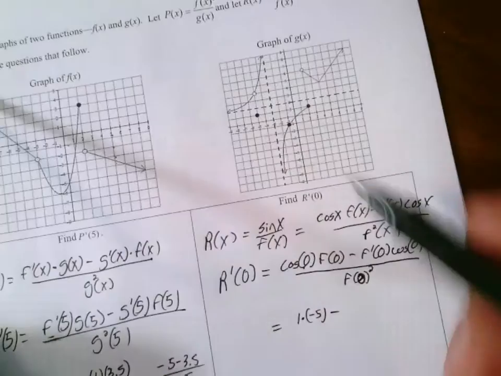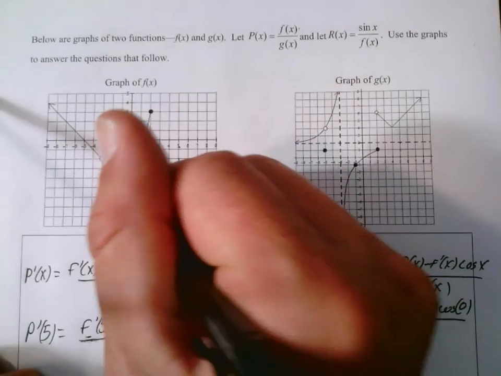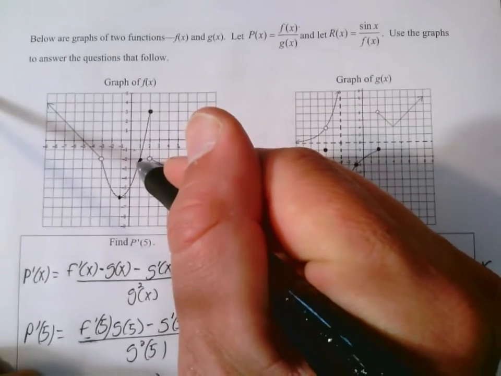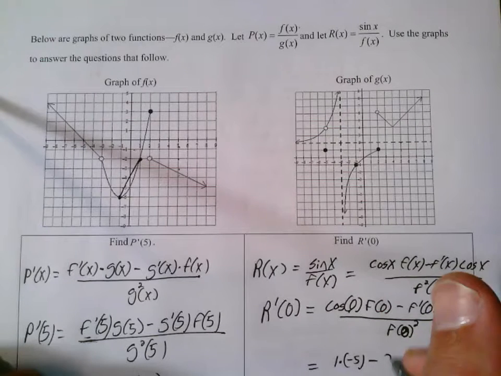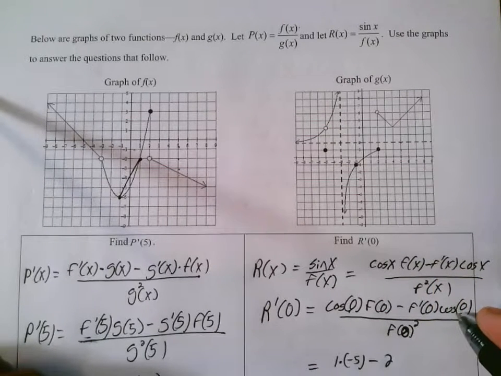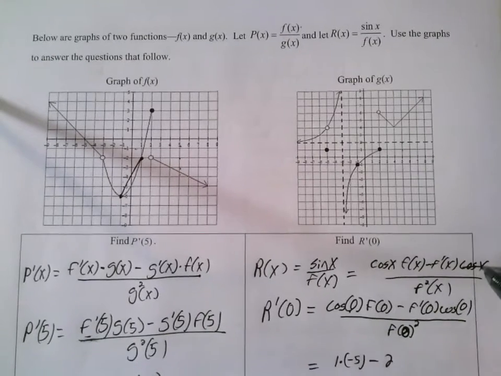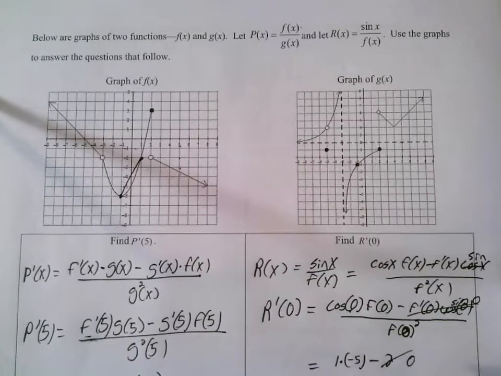So I'm going to estimate f prime of 0 from here to here. What is that slope? That slope is 2. Cosine of 0 again, which is incorrect. This should be sine of 0 anyway, so it doesn't matter. This should be sine of 0, which gives me 0 over the whole thing.